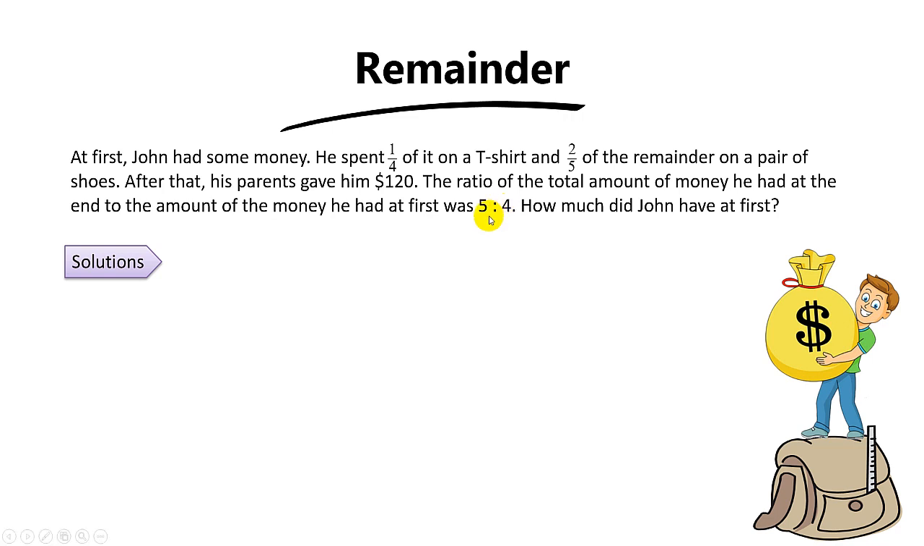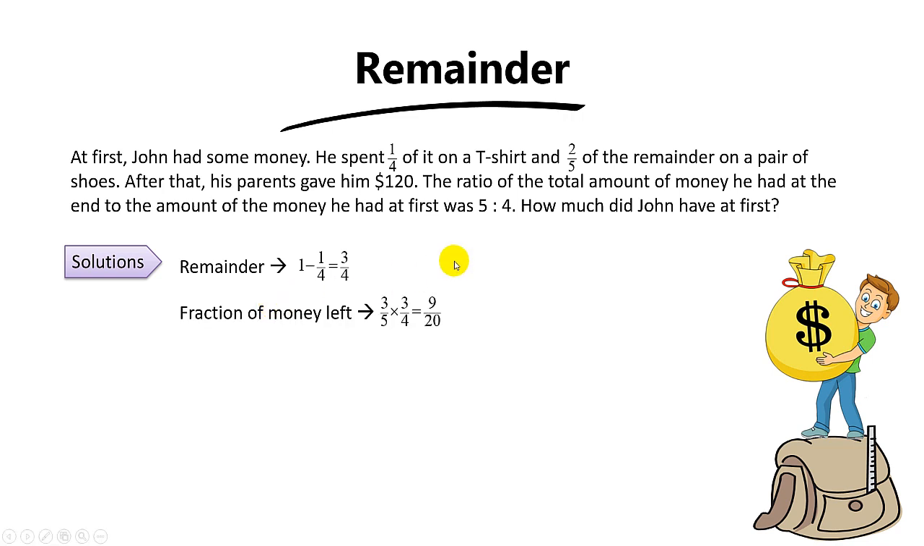The first step is to find the remainder. Since he spent 1/4 on a t-shirt, what would the remainder be? The answer is 3/4. You take 1 minus 1/4, you get 3/4. Now, out of this 3/4, he's going to spend 2/5 of it on the shoes. So my question to you is, if he spent 2/5 of this 3/4 on a pair of shoes, what fraction of his money does he have left?